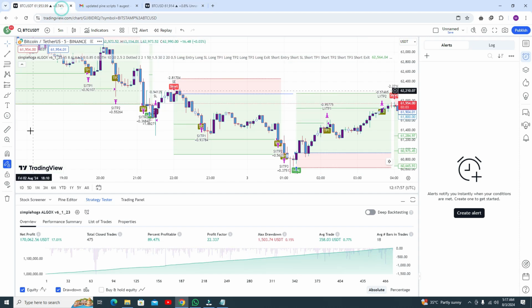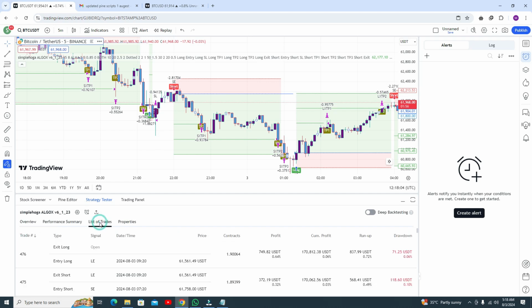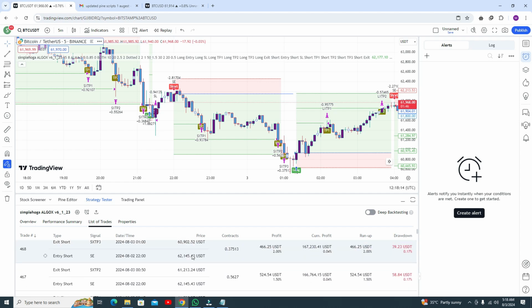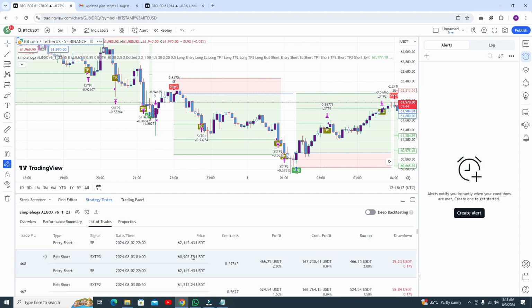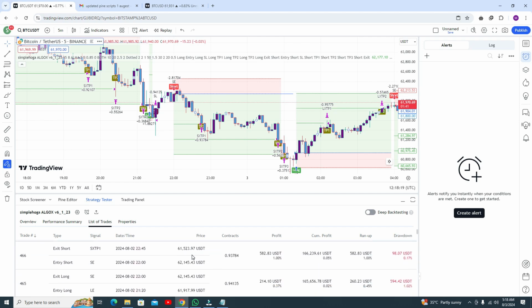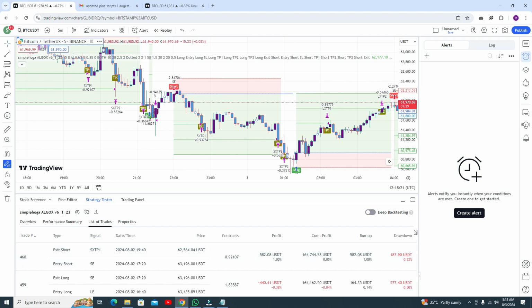So I updated this algo, and it gives you better and more accurate results. List of trades. Here you can see the maximum drawdown is 0.06%, and the profit you got is 772%. Here you can see the list of trades.